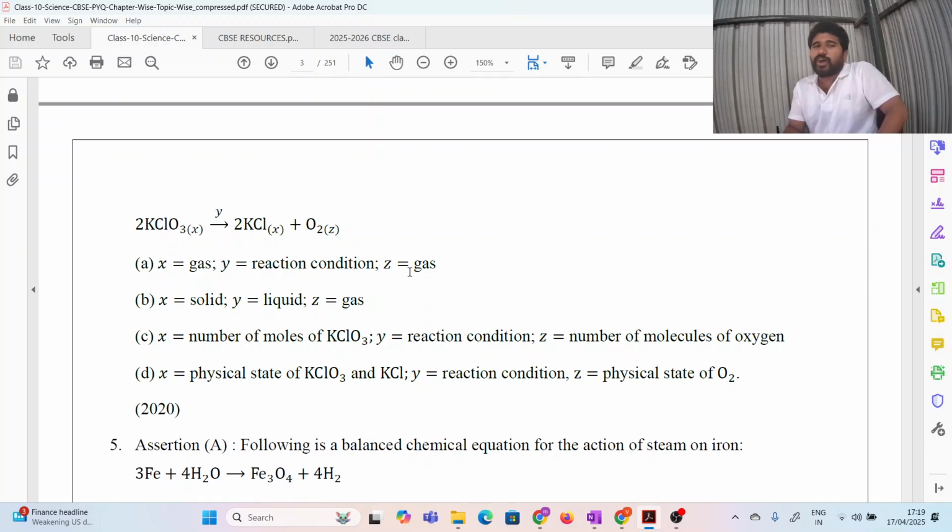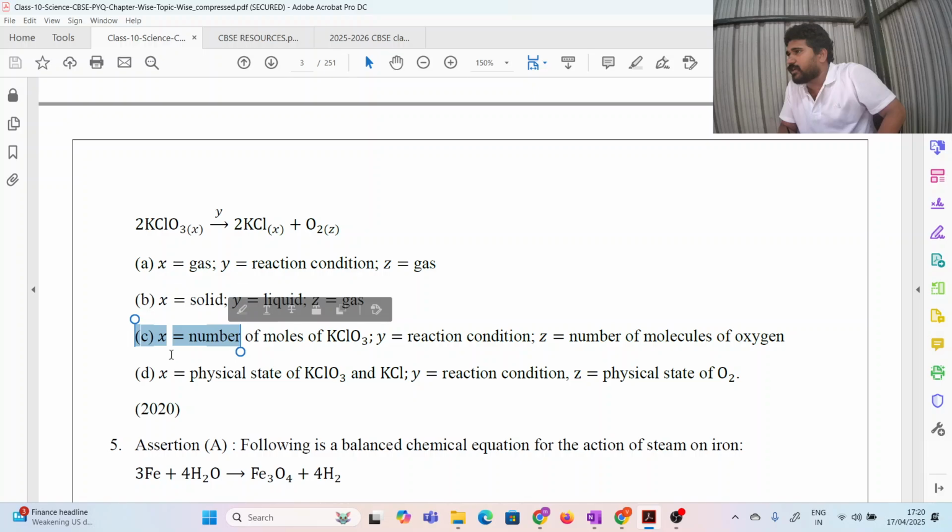So option A, option C, option D are in our list. Option B is not there in the list. Check for the first one. Observe, Z should be a gas, right? Yes or no? Z should be a gas. So here in option C, Z is the number of moles of oxygen. That is wrong. It's not the number of moles. So option C is also thrown out. Correct? Now check for option A and option D.